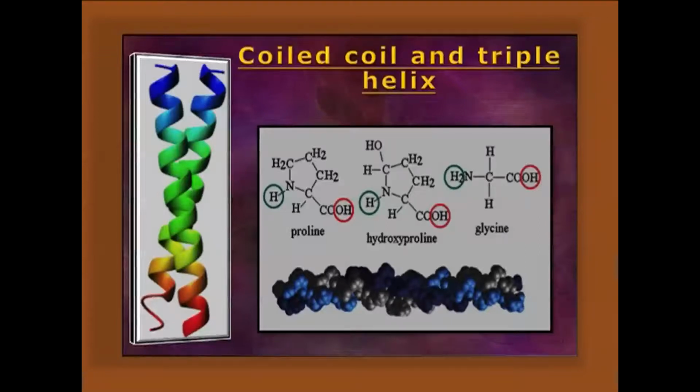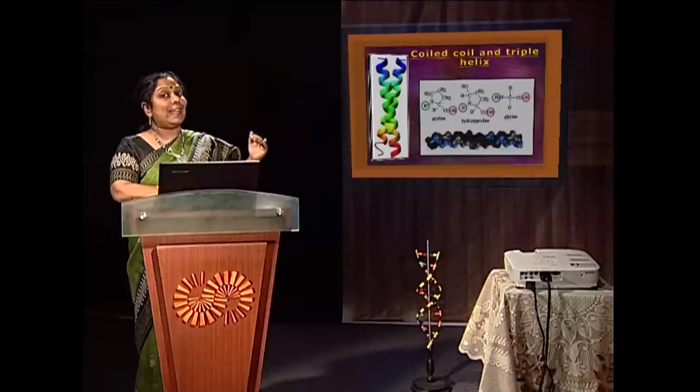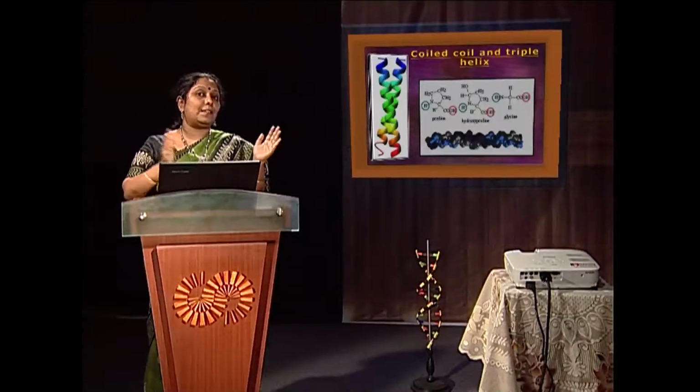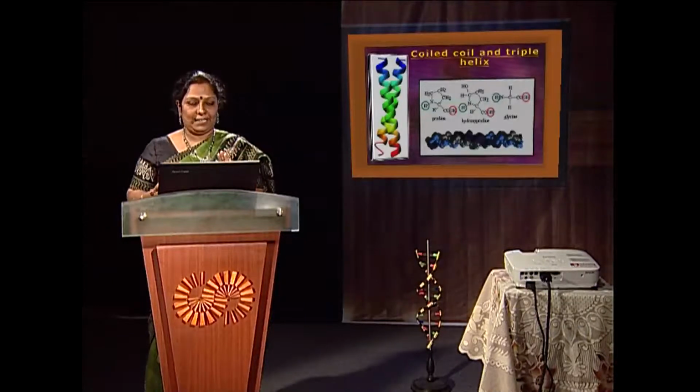Tropocollagens are the subunits, and it is Gly-X-Y. These sorts of repeats are there, where X and Y are proline and hydroxyproline. This hydroxyproline is needed to make the interchain hydrogen bonding.